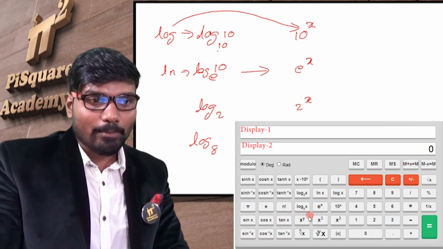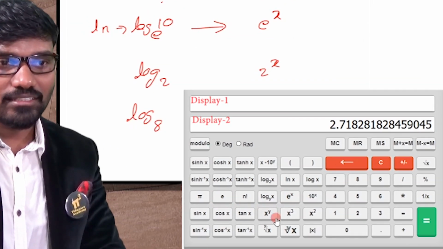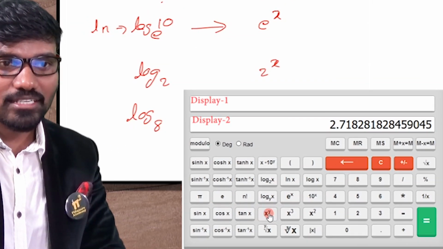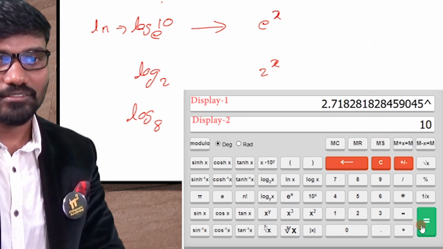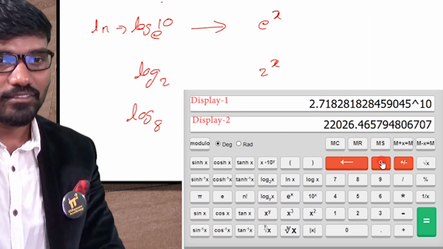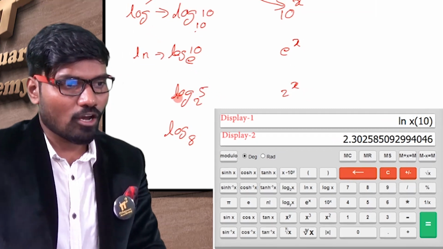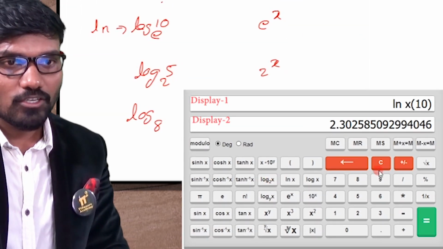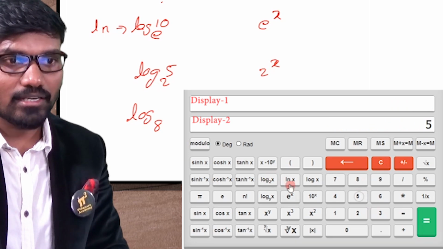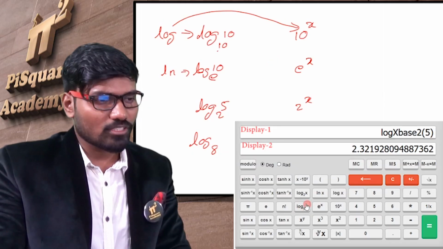I can also perform e power x because the e value is given directly. e to the power, if I hit this, is the value of x. Now if I hit this, e to the power y value, you can take any value. Okay, what about log base 2? Suppose I want to find log 5 to the base 2. I directly have log base 2, so x first, 5 first, I hit this directly and I got the answer. Or else I can do it from this also.